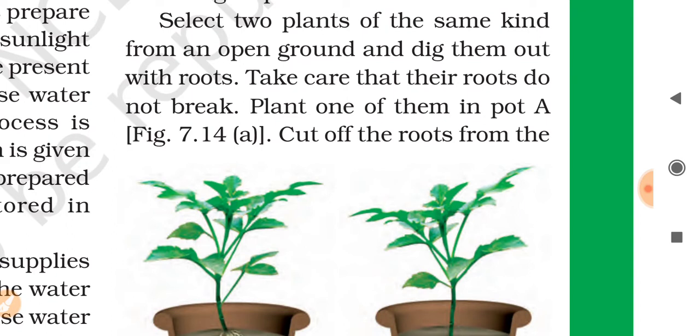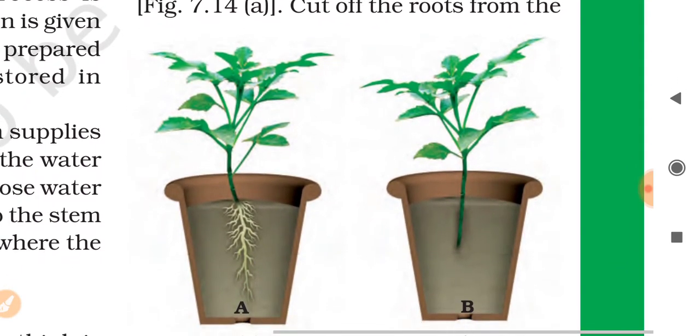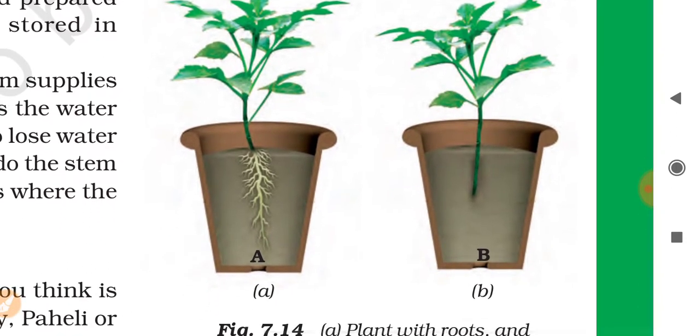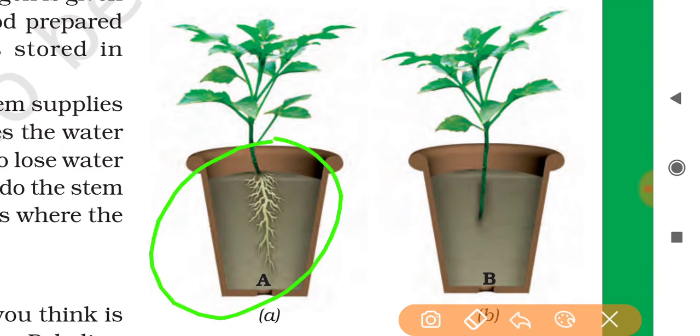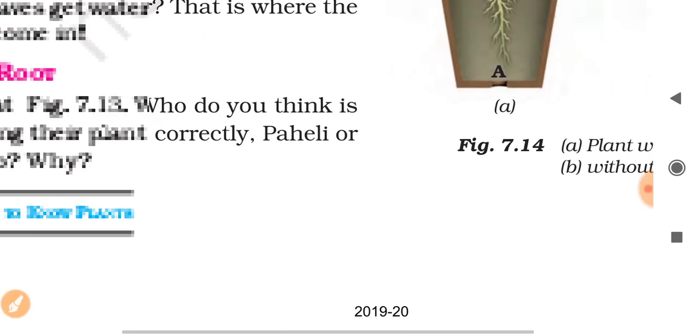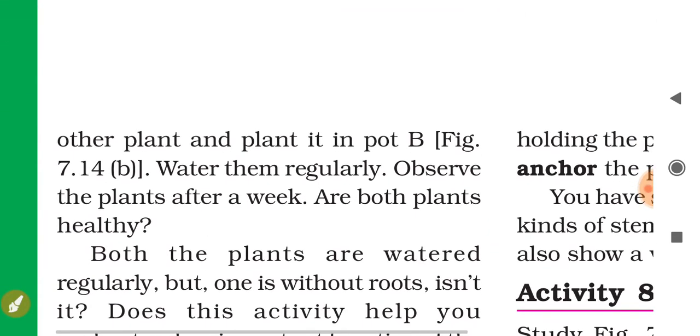Take care that the roots do not break. Plant one of them in pot A (Figure 7.14a). Cut off the roots from the other plant, B. Okay, you have to see in this figure, roots are present in pot A, and here they will be cut, without leaves. Plant the other plant in B.